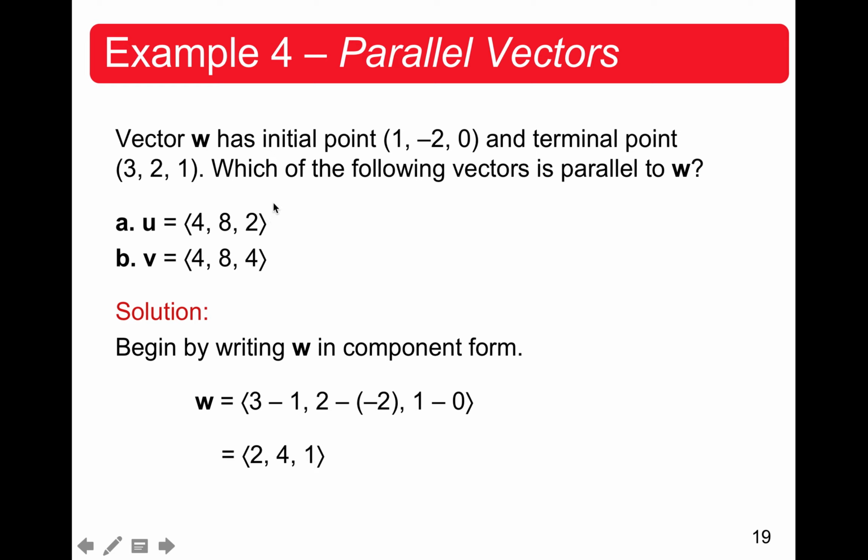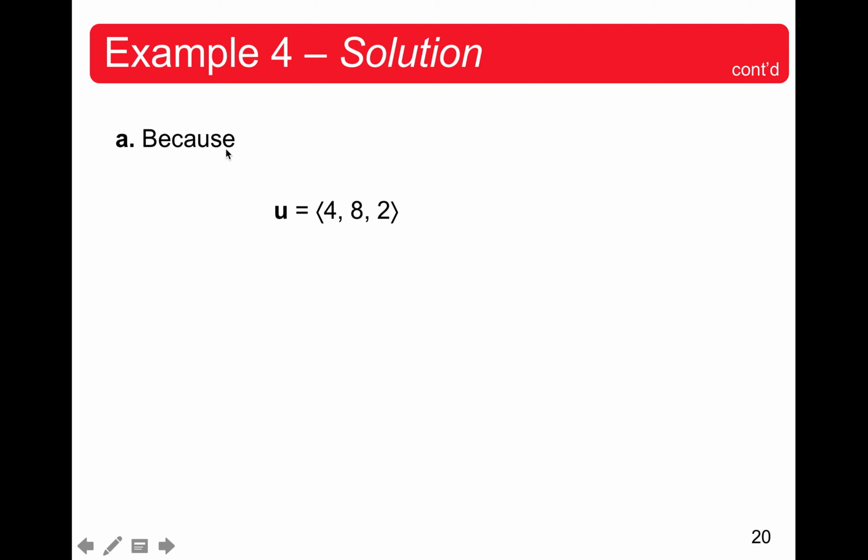So now if you're looking at this and then looking at the vectors that we're trying to determine whether or not they're parallel, you hopefully can see if one of them can be multiplied by a number to turn into the other. So if we start with A, we're trying to find out if vector w is parallel to vector u. Vector u was 4, 8, 2, and vector w was 2, 4, 1. So if we look here, we can take this multiplied by 2 and turn it into 4, 8, 2. So therefore, u and w would be parallel.